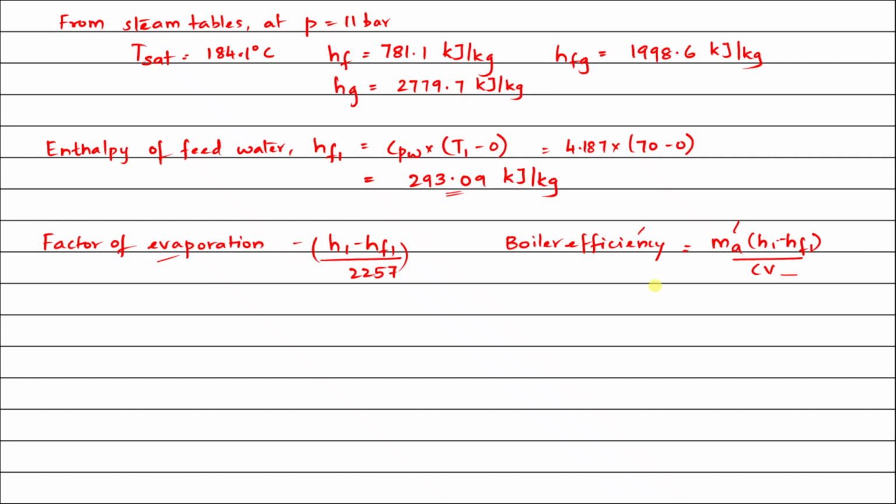So hence I can find out the calorific value of the fuel which is burned. Now the factor of evaporation, denoted by Fe, is equal to H1 minus HF1 upon 2257, and that is equal to 1.15. So H1 minus HF1 equals 1.15 into 2257.